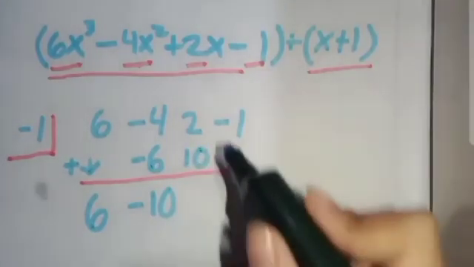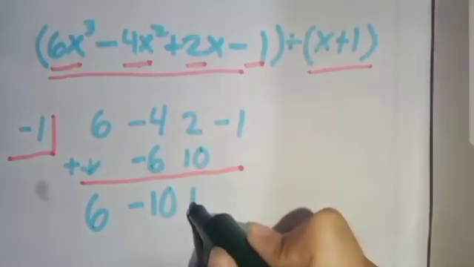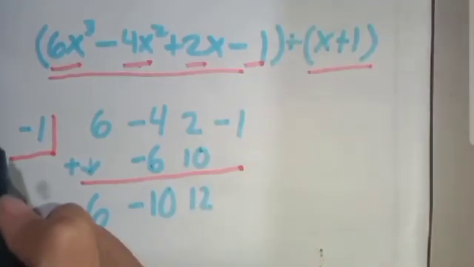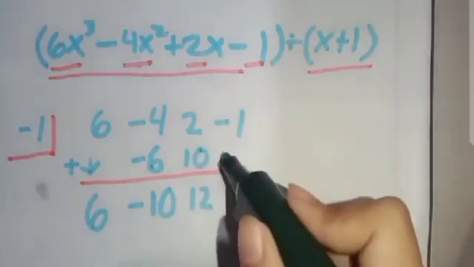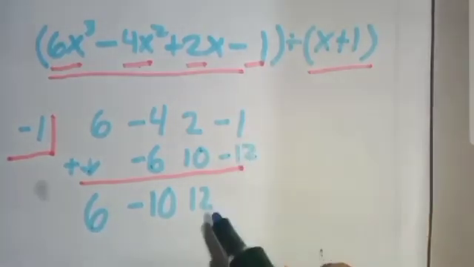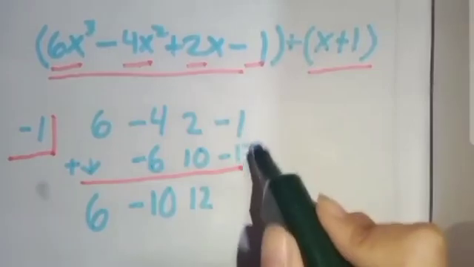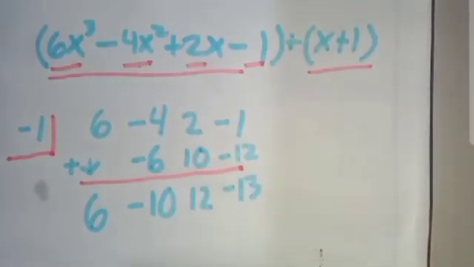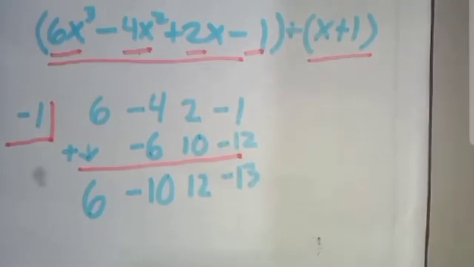Then, add it. 2 plus 10 is 12. Then, add it again. Negative 1 plus 12 is equal to negative 13. So, the calculation here will now declare our final answer.